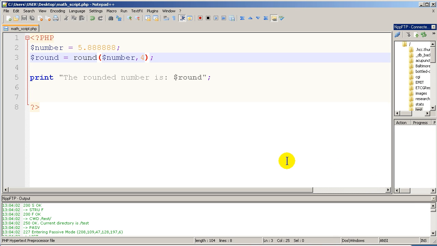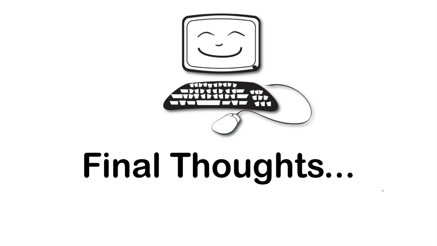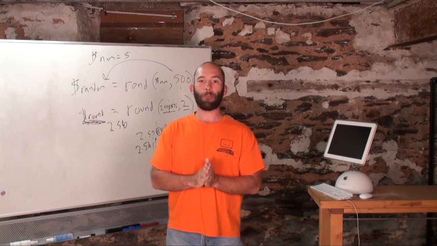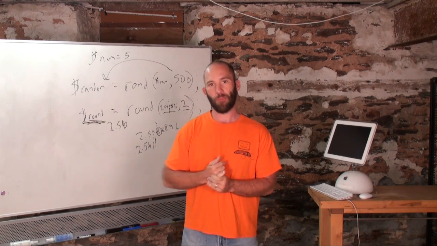But that's random and round, and I showed you how to do addition before, and basically with the math it's just plus, minus, little star for the multiplication, and the slash for the division, and that's all there is for math. So this is the basic concept for how you do math within PHP. So that's all there is to basic math and numbers in PHP programming.